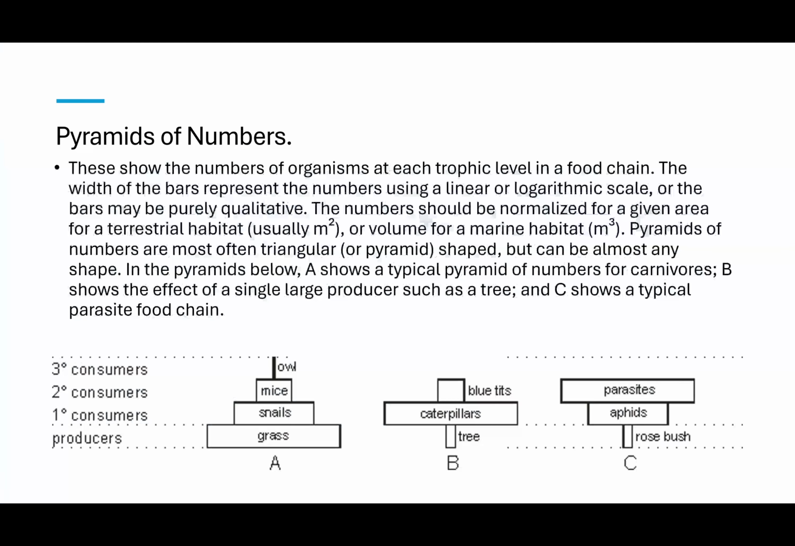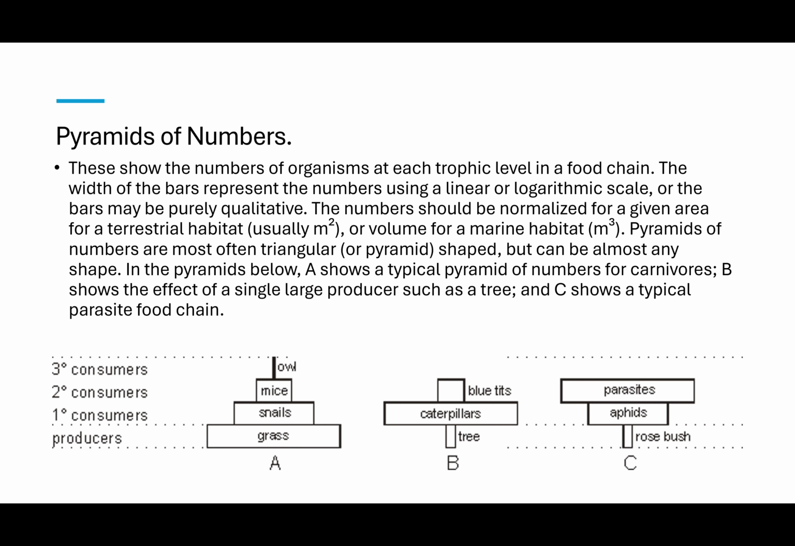So, the biological pyramids. Now we have pyramids of number, which is the first one that the syllabus asks us to look at. These show the numbers of organisms at each trophic level in a food chain. Generally, all pyramids tend to do that. But what's the difference with the pyramid of numbers now?